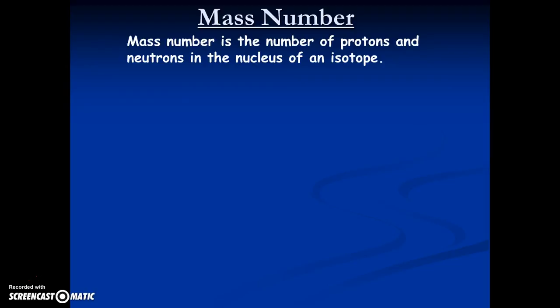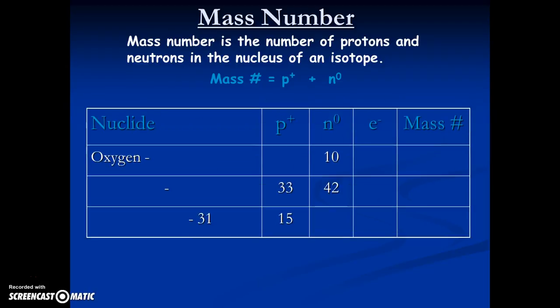The mass number is the number of protons plus the neutrons in the nucleus. And different numbers of neutrons give us what we call isotopes. Isotopes are atoms of the same element that have the same number of protons but different numbers of neutrons. Let me say that again. Isotopes are atoms of the same element that have the same number of protons but different numbers of neutrons.